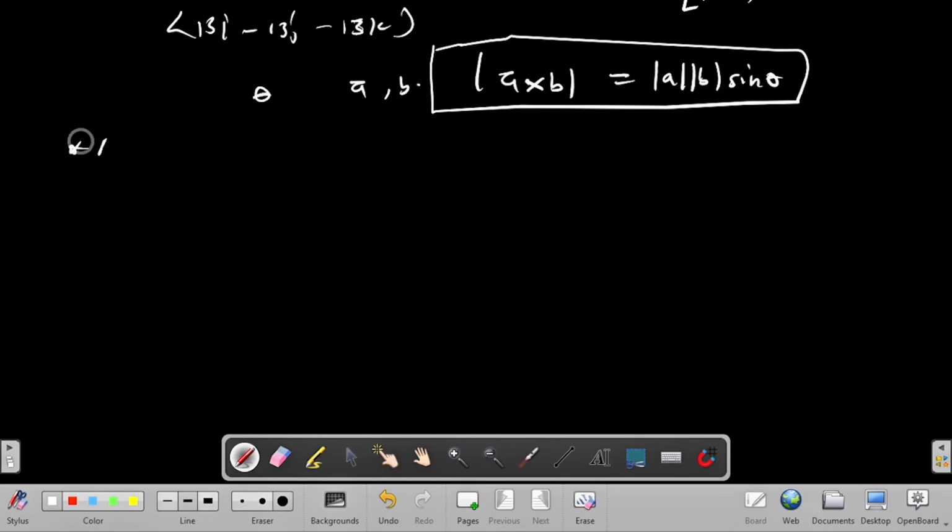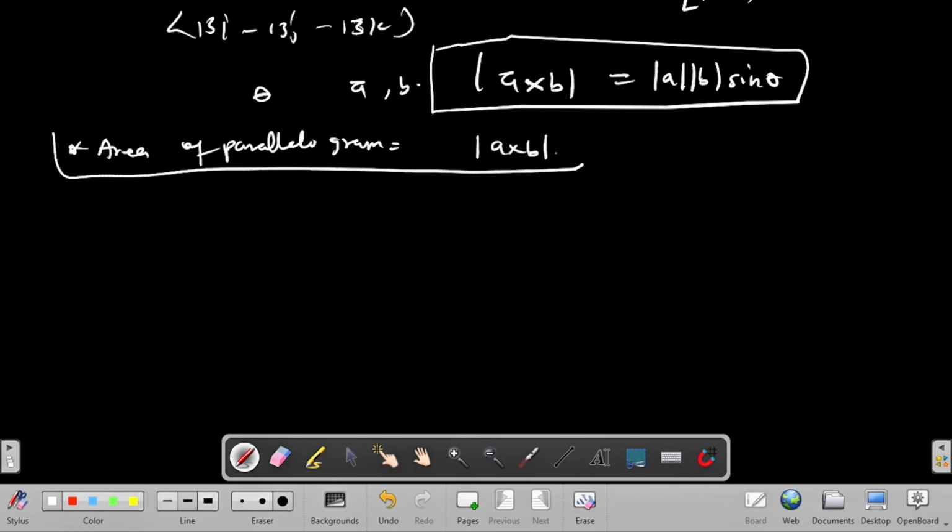So the area of a parallelogram is given simply as the magnitude of the cross product of the two vectors. Please take note. This is another thing you should take note of. So to find the area of any parallelogram, simply find the magnitude of the cross product.